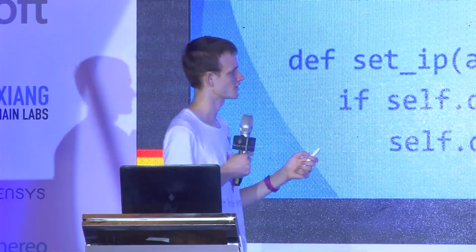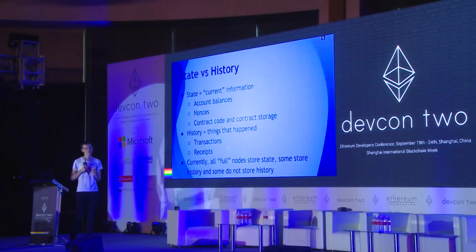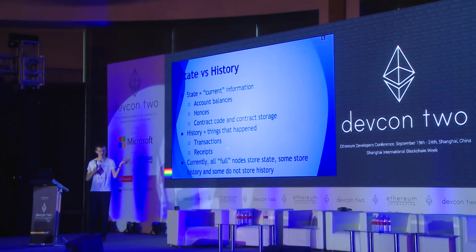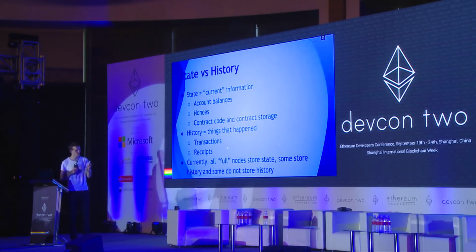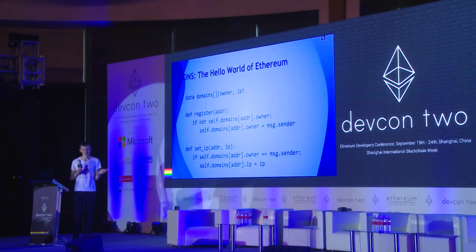So the code and the storage, both of these things are part of the Ethereum state. What we mean by the state is the current information associated with the Ethereum protocol, stuff that you have to care about right now. This includes account balances, how much Ether you have, nonces, contract code, and contract storage. For example, right now, this piece of code is nowhere in the state. If I publish a transaction which creates the contract, the contract's code is now in the state.